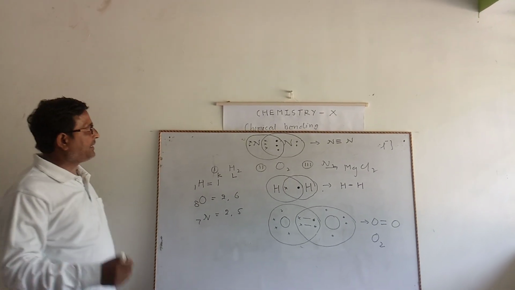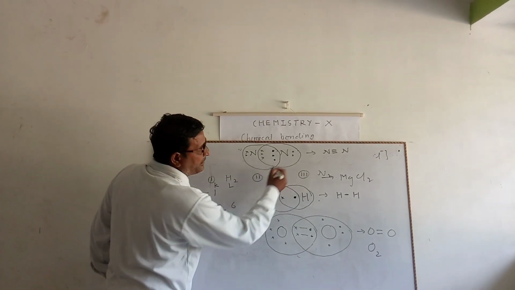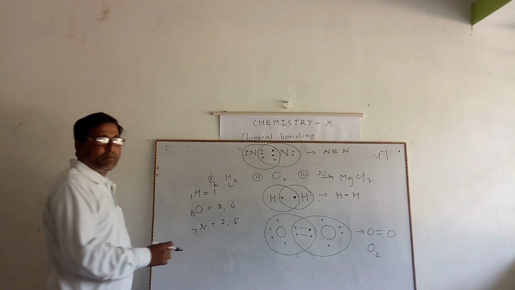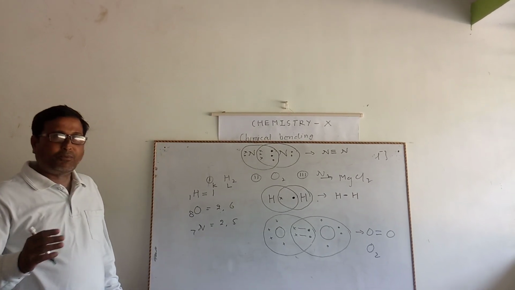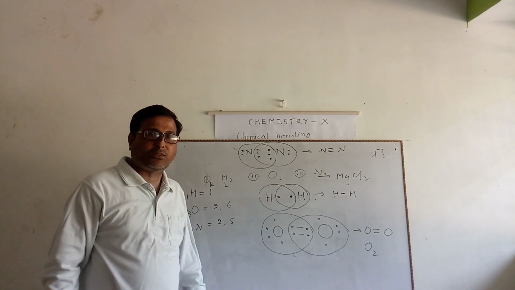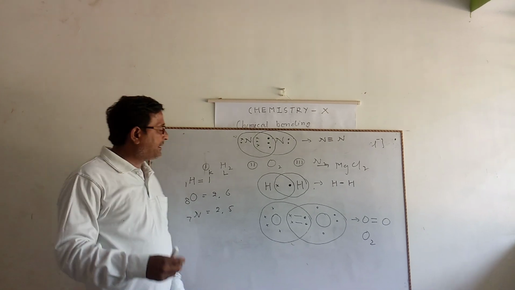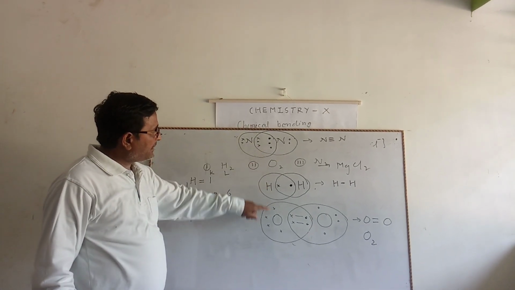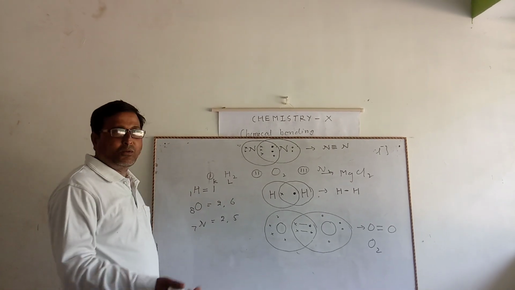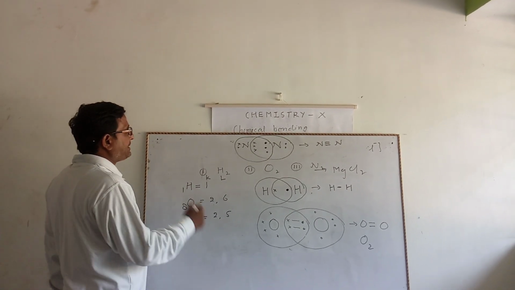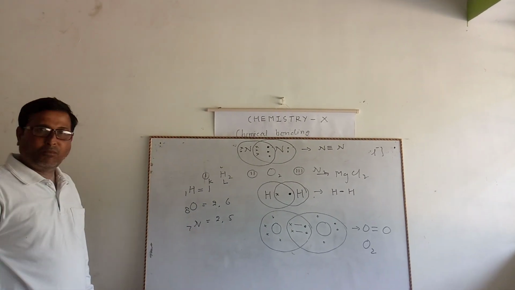This is the formation of the hydrogen molecule, oxygen molecule, and nitrogen molecule. What have I explained? I have explained what a covalent bond is. The bond formed by mutual sharing of electrons is known as a covalent bond, and the compound that exists with a covalent bond is also known as a covalent compound or covalent molecule. So we can say that hydrogen, oxygen, and nitrogen are covalent molecules.